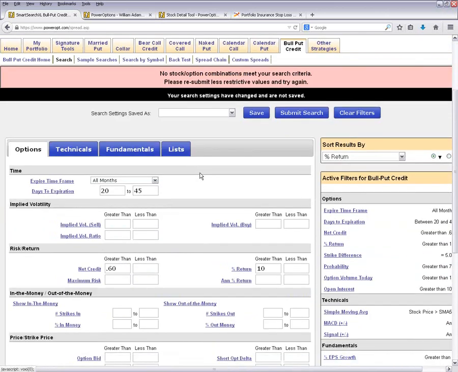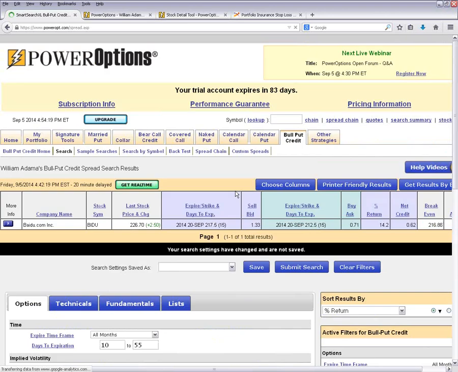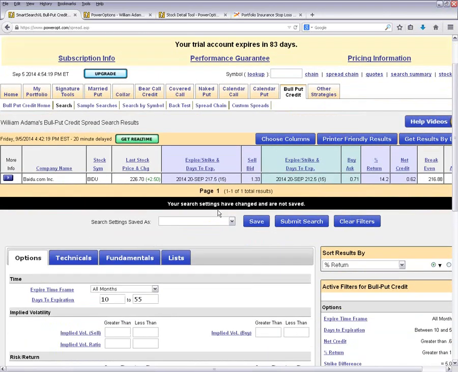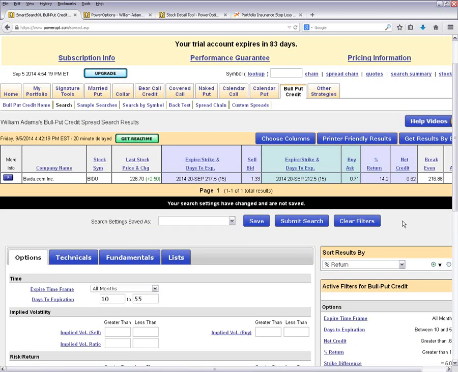Okay, so we didn't see anything that matched our criteria. At this point, I may have to go further out in time. Let's go out to 55 days. And let's narrow this down to 10. Let's open our search range a little bit. Okay. Well, there's one. It's Baidu. It's probably a little bit more volatile, but that's why we're getting the 5-point difference that we want, minimum net credit that we want, and the 14.2% yield.